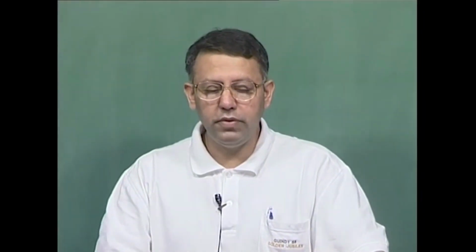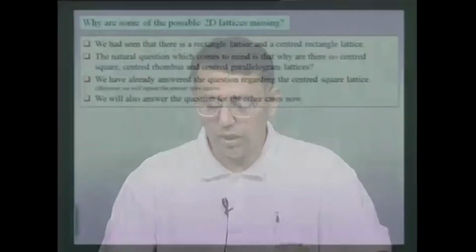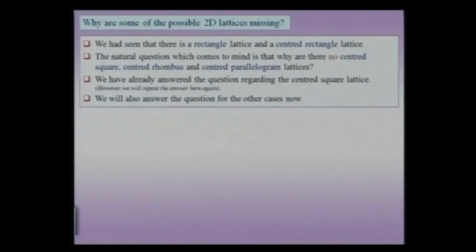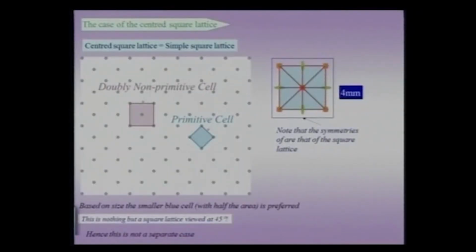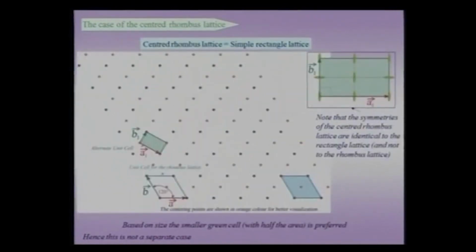We will briefly revise the question of why some of the possible 2D lattices are missing, but now with a little focus on the symmetries of the lattices. If you look at the doubly non-primitive cell or the primitive cell, you can clearly see that it has a symmetry layout which is exactly 4mm. Therefore, the primitive and the non-primitive cells both have 4mm symmetry, and therefore I would rather go in for the smaller primitive unit cell.